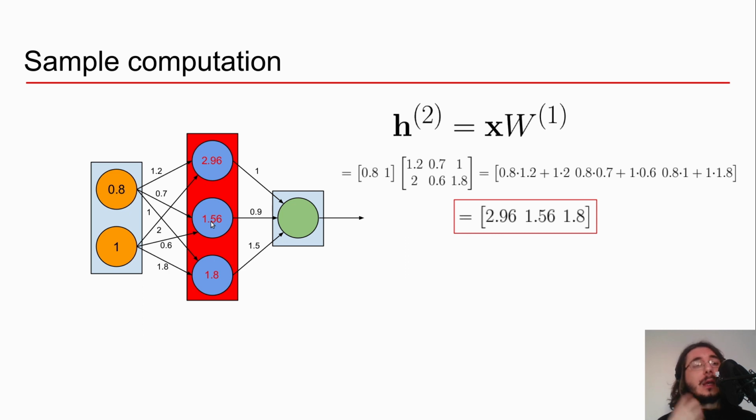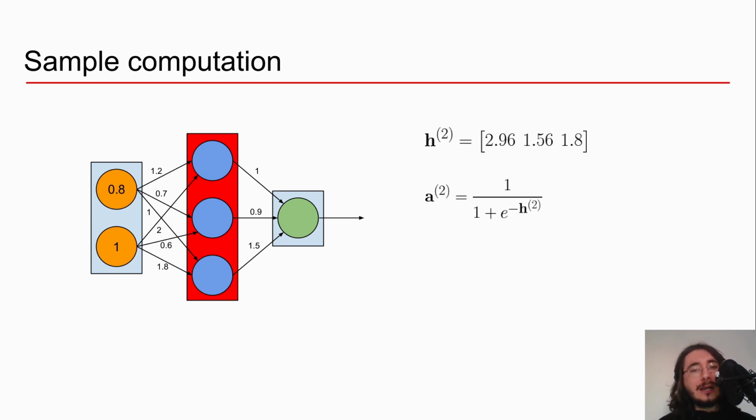1.56 is the net input for the second neuron in the second layer, and 1.8 is the net input for the third neuron in the second layer. Right, so we've done the net inputs. Now, what should we do? You know it by now. It's the activations.